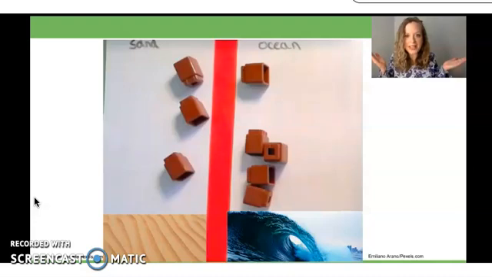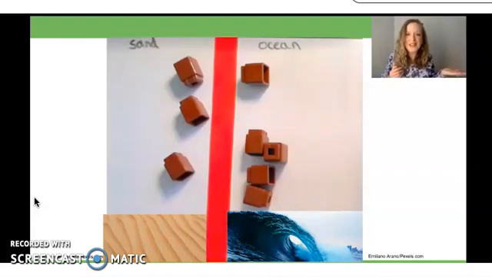What happened? How many are on the sand side? If you know, show me with your fingers. That's right, there are 3 space rocks on the sand side. How many are on the ocean side? If you know, show me with your fingers. That's right, there are 5 space rocks on the ocean side.